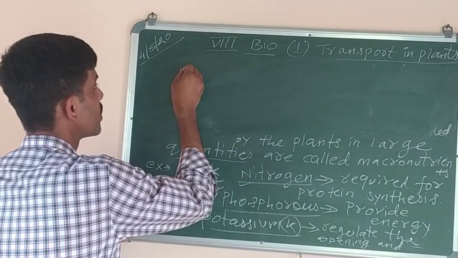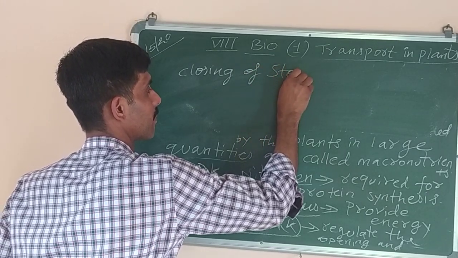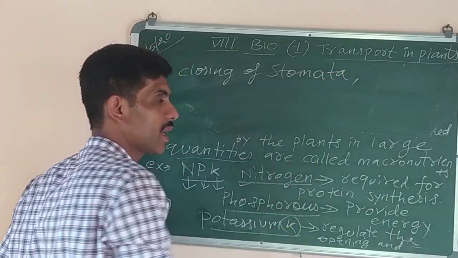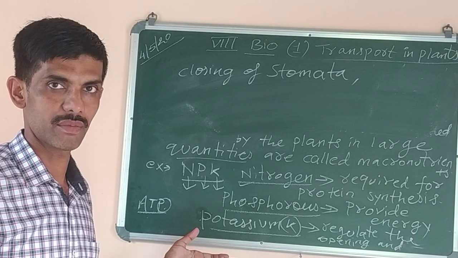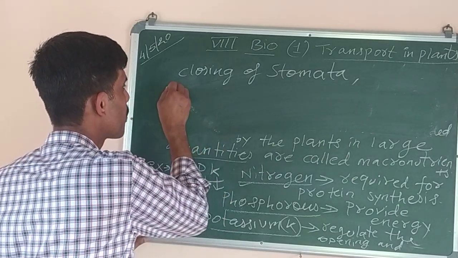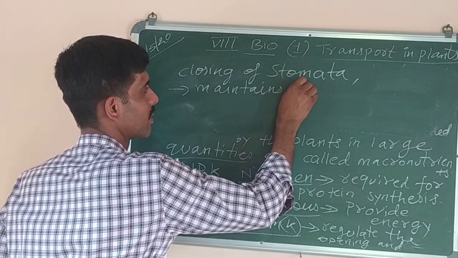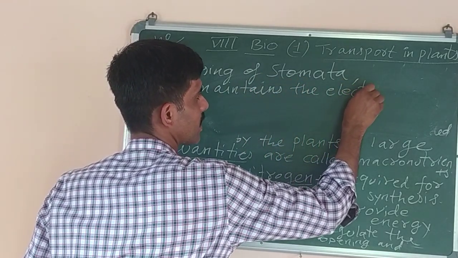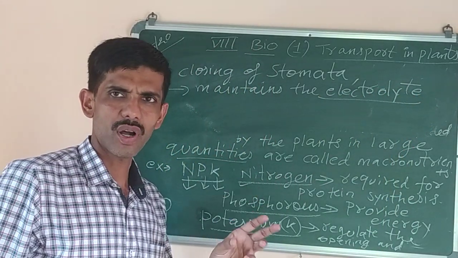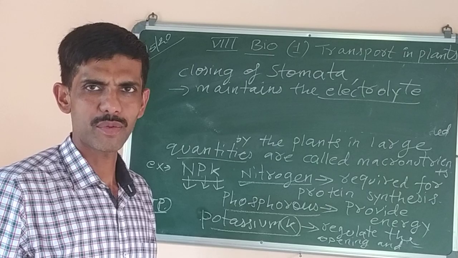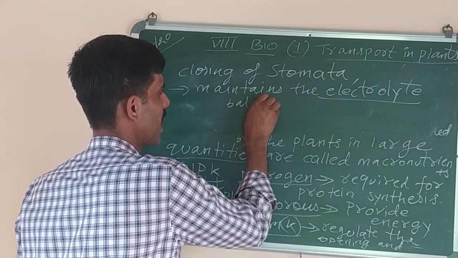Regulate the opening and closing of stomata. Means stomatal opening and closing is controlled, regulated by potassium. Then the second one is it helps to maintain the electrolyte balance. What is electrolyte? You know that electrolyte is the name of the salts or the minerals which are present that help to maintain the equilibrium. So it maintains the electrolyte balance in the plant cells.